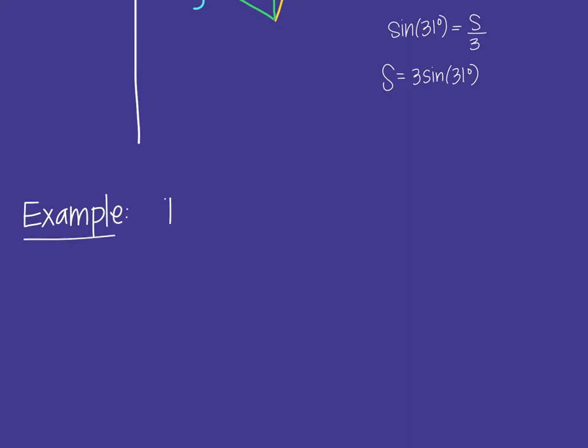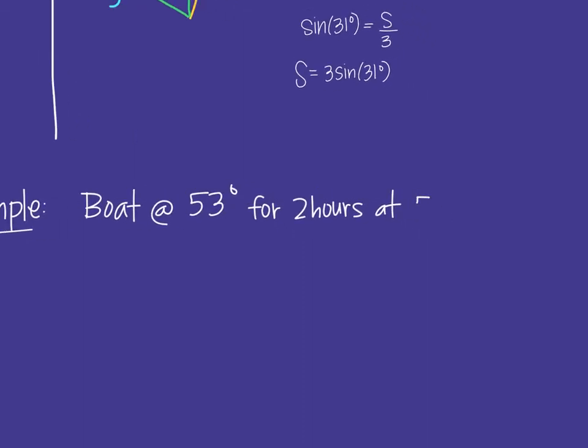Okay, so this time we have a boat going at a heading of 53 degrees on the compass for 2 hours. Hours is good. Minutes are bad, so hours are good. And it's going at a boat speed of 53 knots.